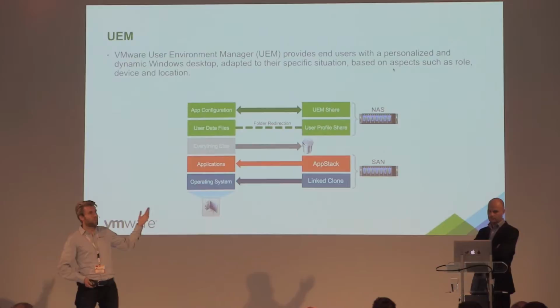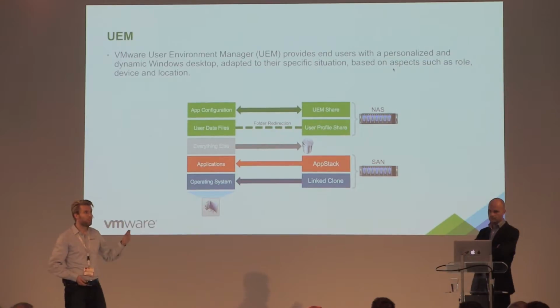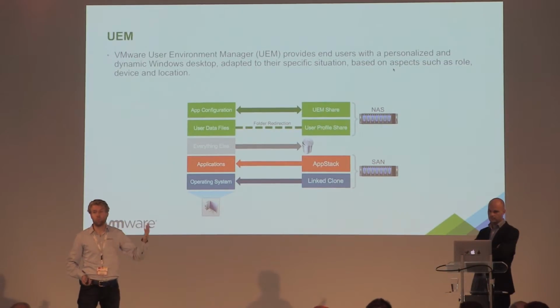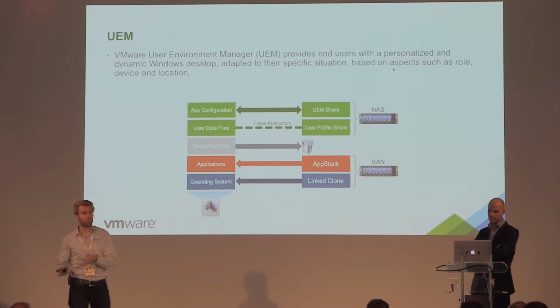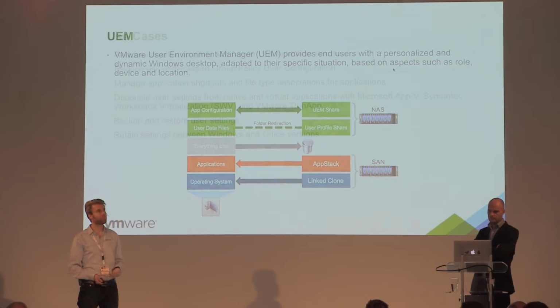So what you'll see here is that UEM can take care of the user part, the user profile portion of the user. The applications can be deployed using app volumes from your AppStack, from your storage area network directly. And your operating system can be a linked clone. So the complete stack will be managed by VMware products, and UEM is just the last part running on top of there, making sure that the user has his documents and all his personal settings.